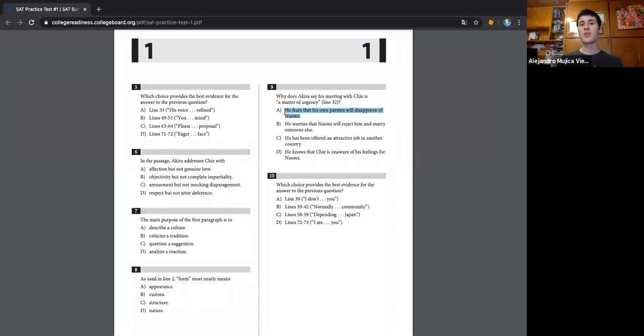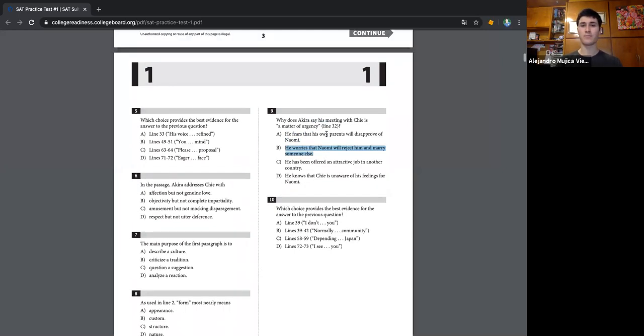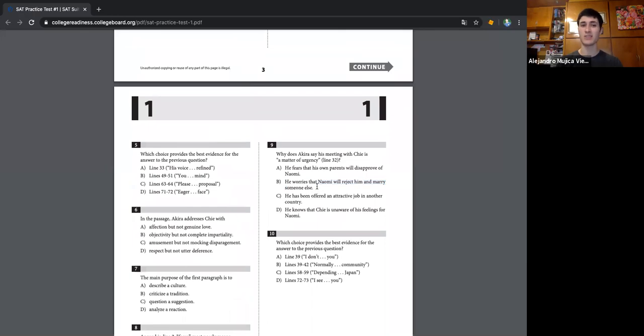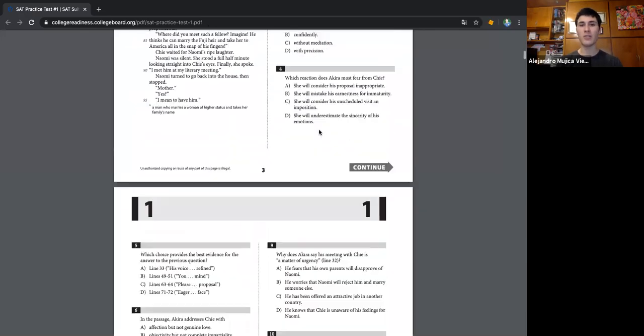However, he fears that Naomi's parents will disapprove of him, not the other way around. We never talk about Akira's parents or their reaction to this proposal. And disapproval of Naomi is never expressed. So A is wrong. And he worries that Naomi will reject him and marry someone else. We don't really know that. His real worry is not that, because we never really see him express this worry. So we can look at line 32 and make sure.